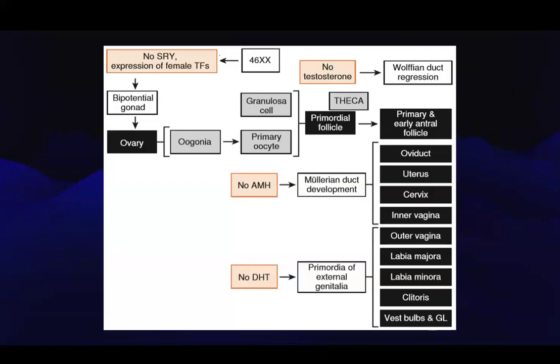So as you can see, when the ovary is formed due to the absence of the SRY gene, you have the formation of the ovary. There you will have the oogonia start becoming formed. They will turn into primary oocytes. They will combine with granulosa cells and become primordial follicles, etc.